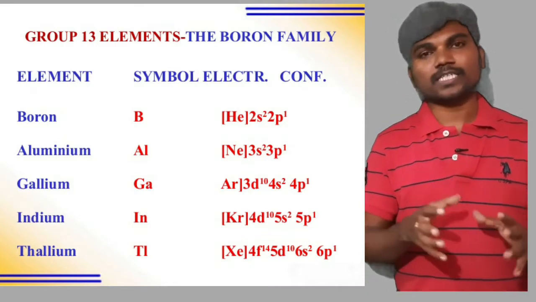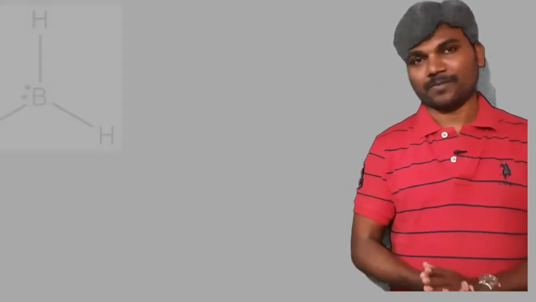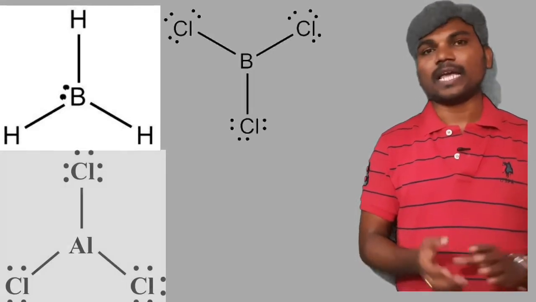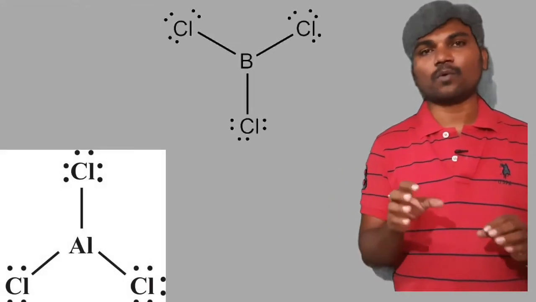These elements are willing to form 3 bonds only. Just see here BH3, boron hydride, and BCl3, AlCl3. Everywhere these types of elements will form only 3 bonds. That's why we say these elements' valency is 3. And the hydrides of these elements also behave as electron deficient compounds. Why? Because for these elements the octet is not completed.